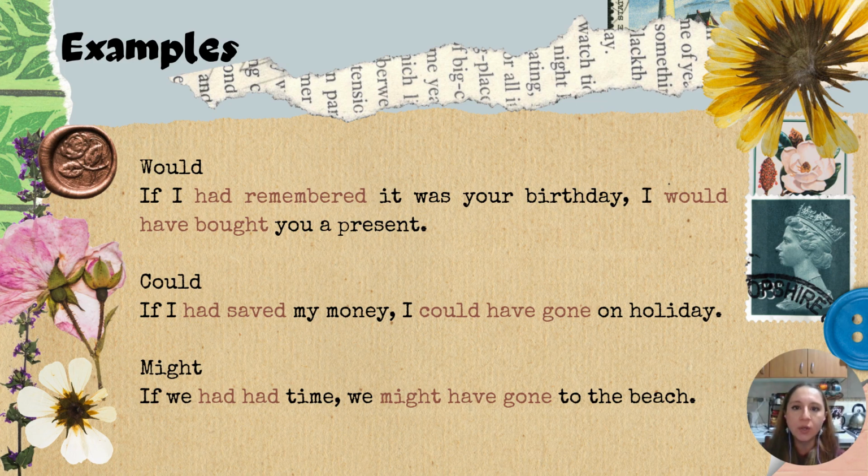With the modal could. If I had saved my money, I could have gone on holiday, but I didn't save money, so I had to stay at home. And with the modal might, if we had had time, we might have gone to the beach. But we were very busy working on a project, so we didn't go to the beach because we didn't have time to go.